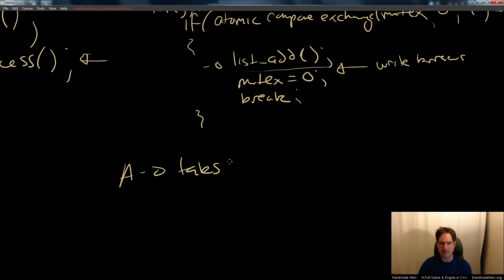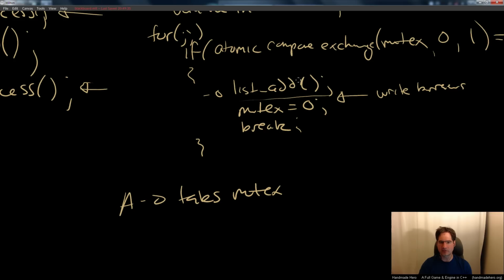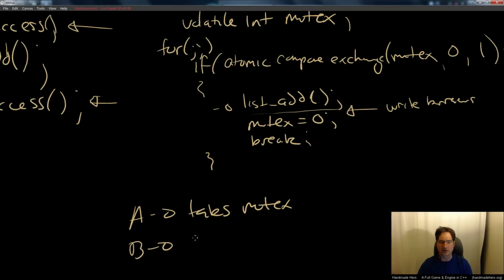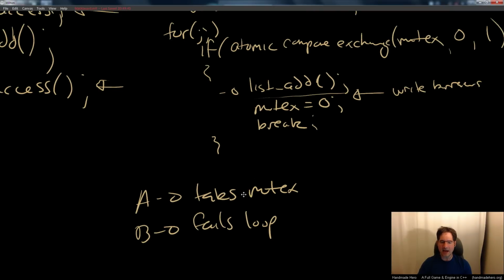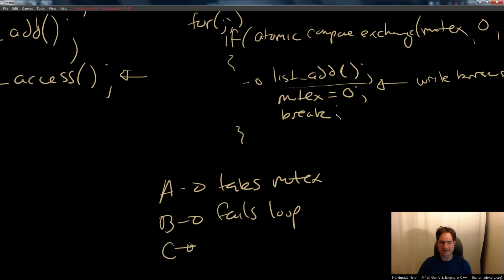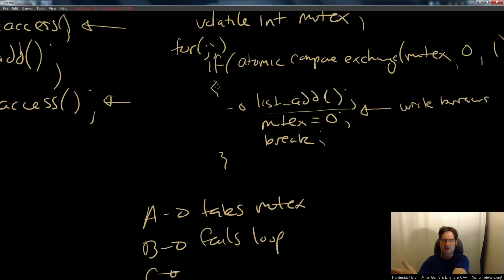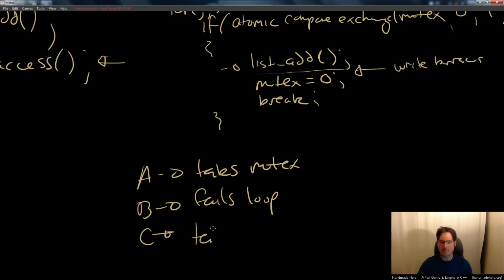And A takes that mutex. So A gets into this routine. Now B comes and hits this atomic compare exchange. It fails, right? So it goes into the loop and it's just in a fail loop. When A comes out of the mutex, thread C might be coming in at just that time, and thread C could take the mutex, right? And B, even though it was there way before C, is still going to fail and keep on looping.